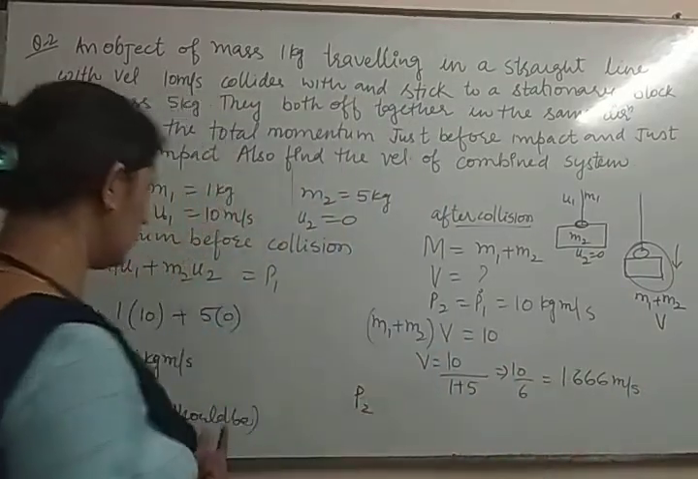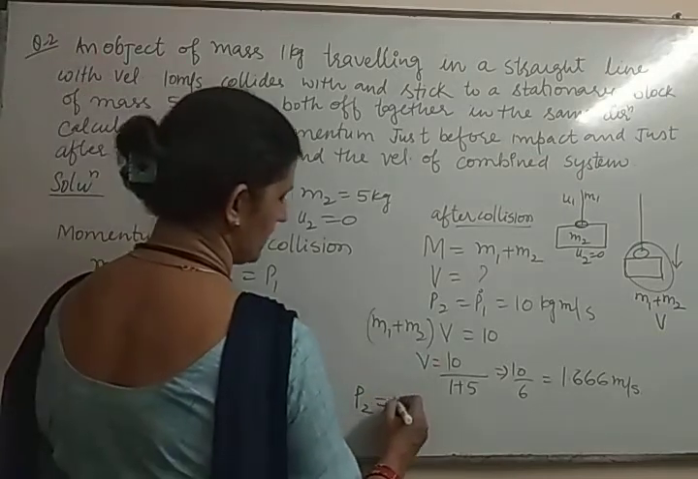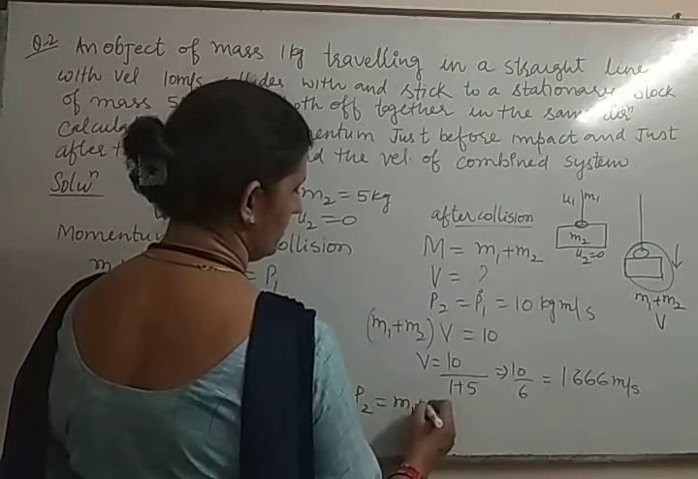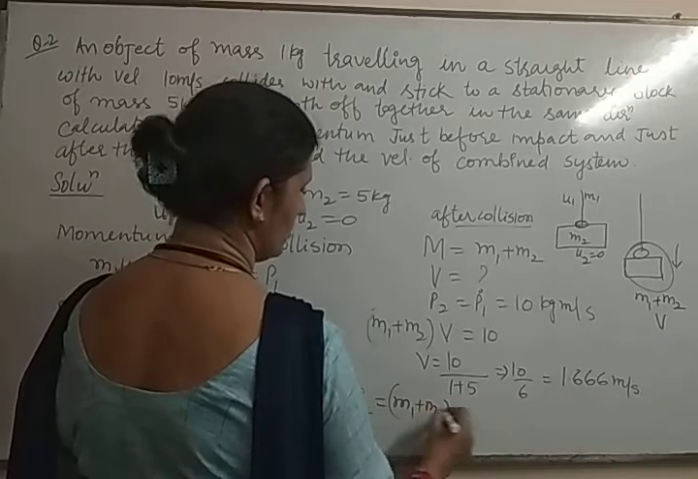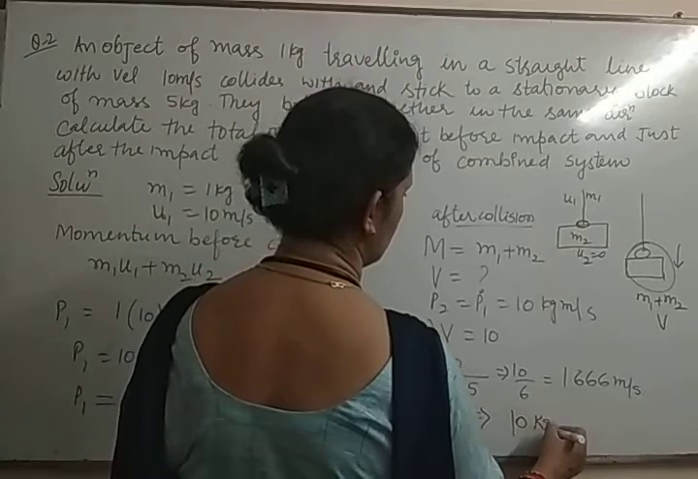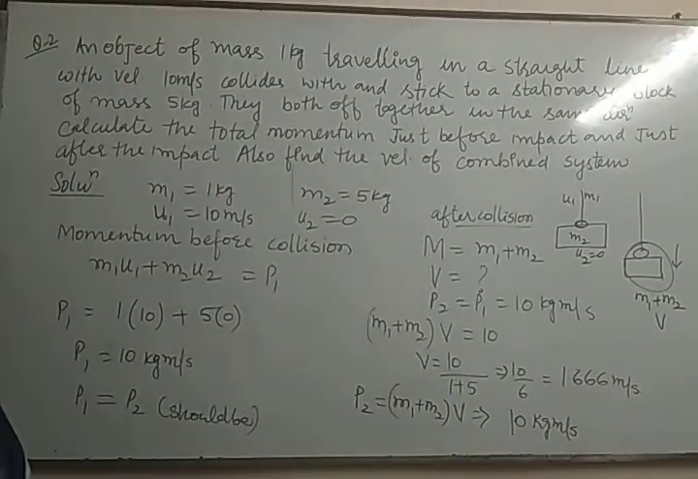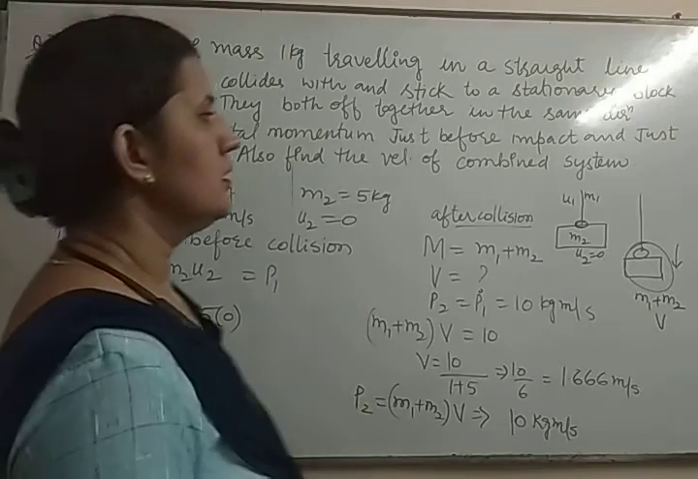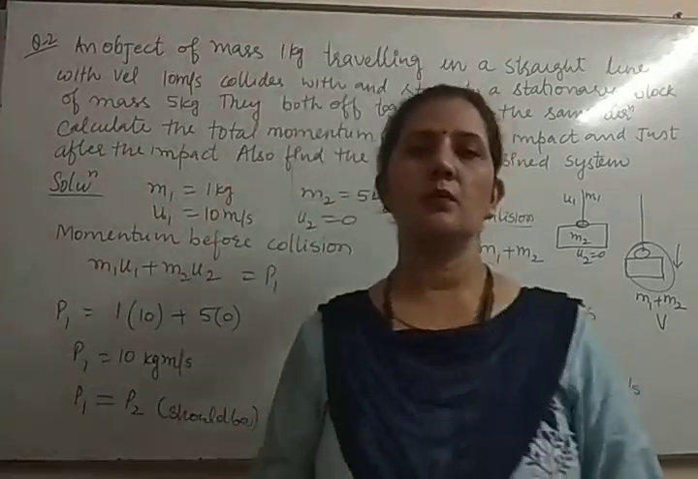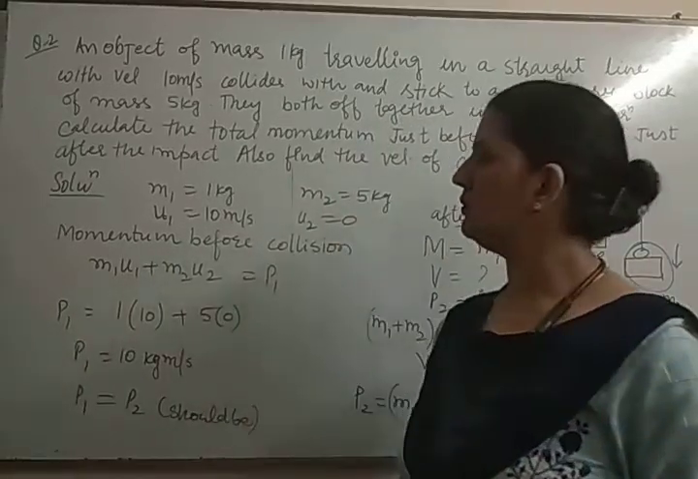P2. वैसे तो 10 ही होगा, बराबर ही होगा, फिर भी आप calculate कर सकते हैं m1 plus m2 into v. तो ये answer आपका 10 ही आएगा, calculate करने की जरूरत भी नहीं है, because according to law of conservation of linear momentum, the momentum before collision will be equal to the momentum after collision. Okay, note it down.